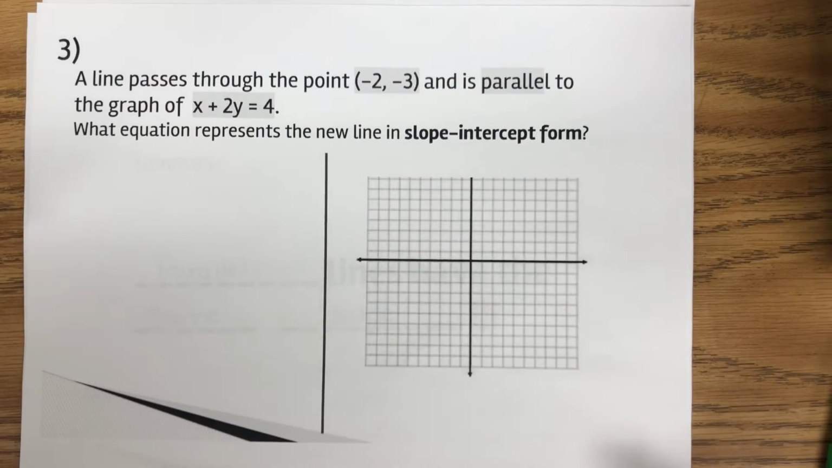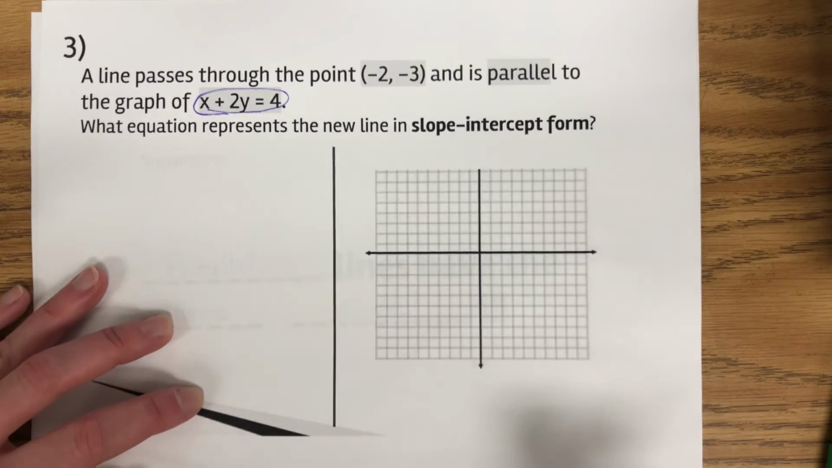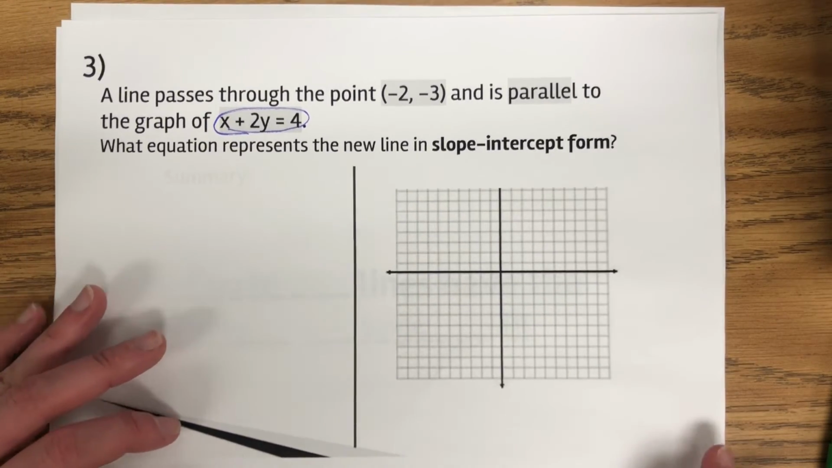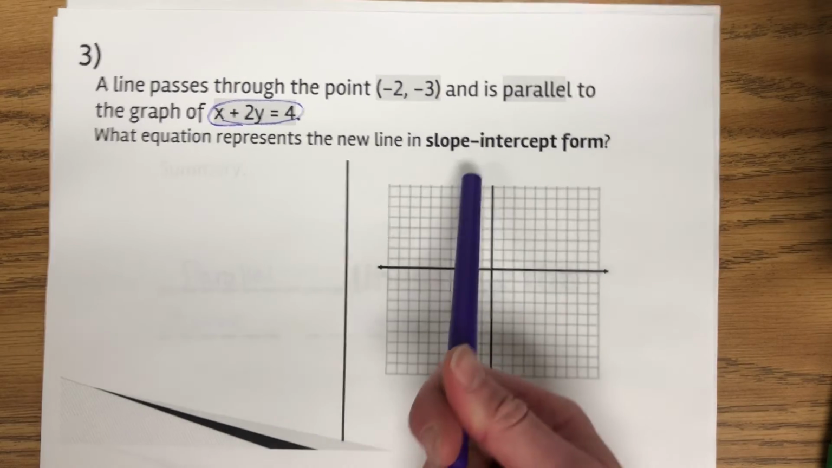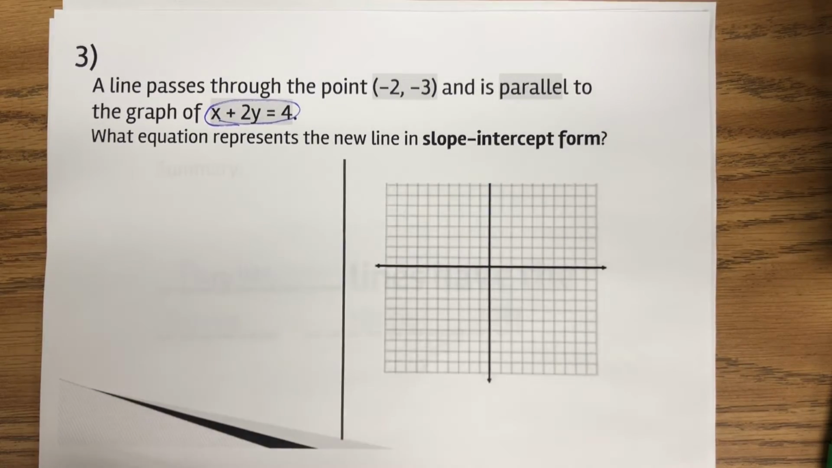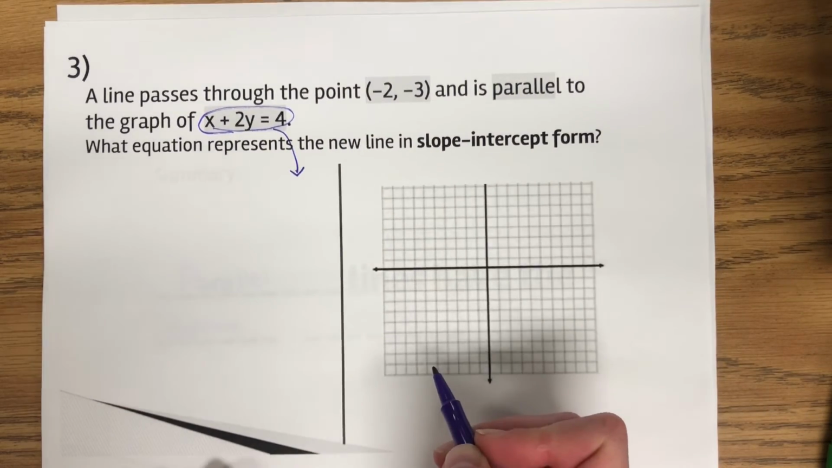Problem number 3. A line passes through the point -2, -3, and is parallel to the graph of x plus 2y equals 4. Now in this problem, you're going to notice that we're starting in standard form. Standard form doesn't help us too much, so we need to change it. And our best bet is to change it into slope-intercept form because as you can see, that's what we are going to want in the end anyways. So let's go ahead and do that right away.